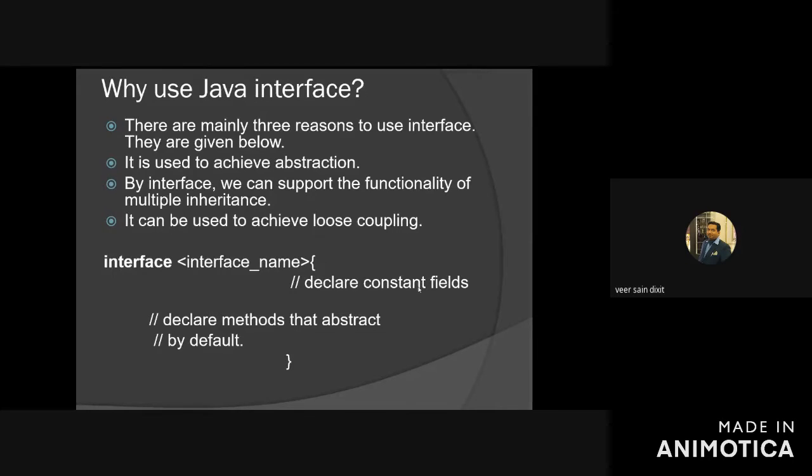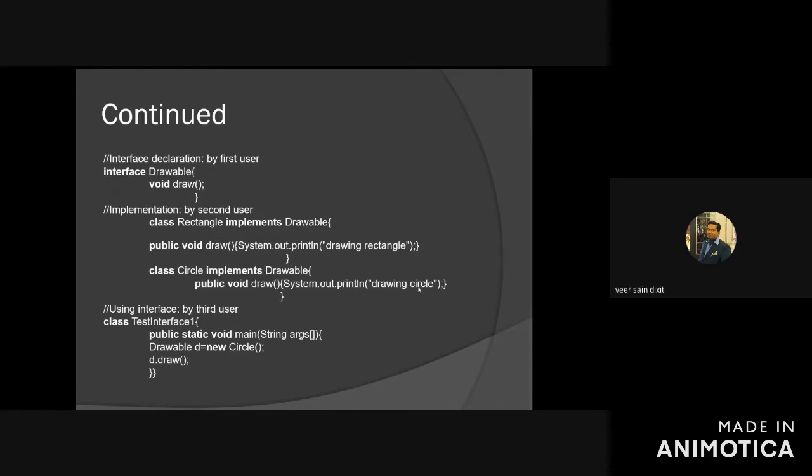What is the syntax of declaring an interface? You will use the keyword interface, then the name. In the curly braces, you will declare the constant fields. How will you declare the constant fields? For example, static final int a, like this, and then declaring methods, which will be abstract methods by default. Now, interface declaration.